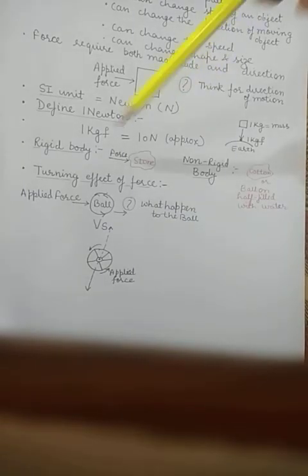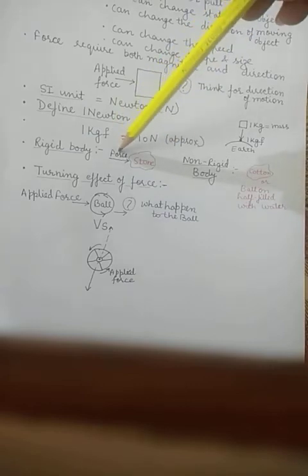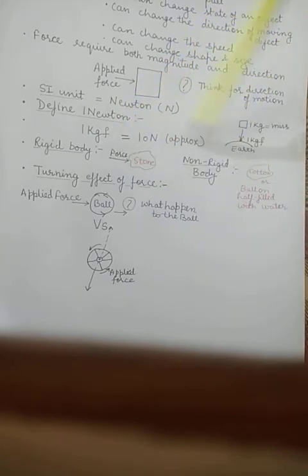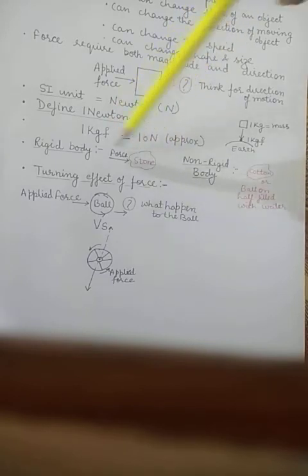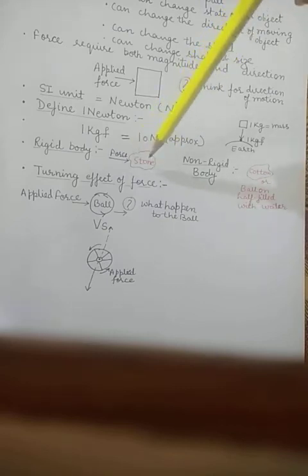Another important term which we will refer to in the book is rigid body and non-rigid body. What do we mean by rigid body? Now, there are a few objects where, when you apply force on them, there is no change in the shape and size of the object. All the particles or the portions of this object remain intact. They don't move with different speed or in different direction.